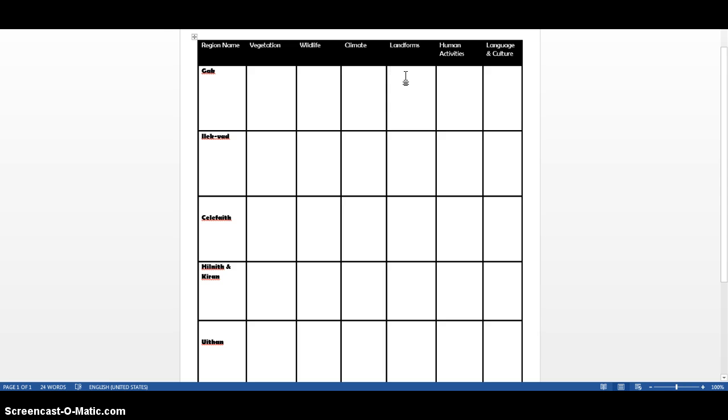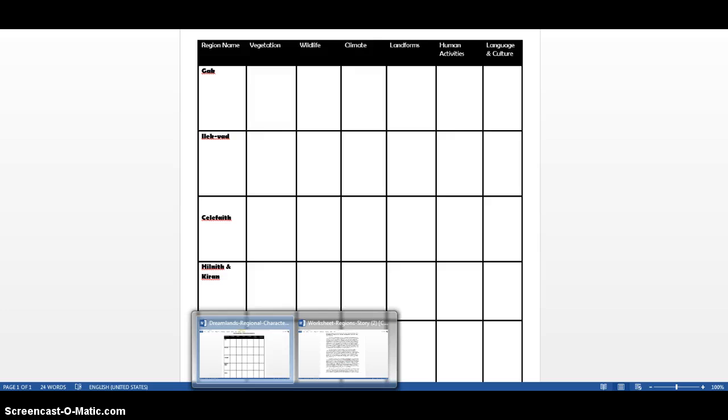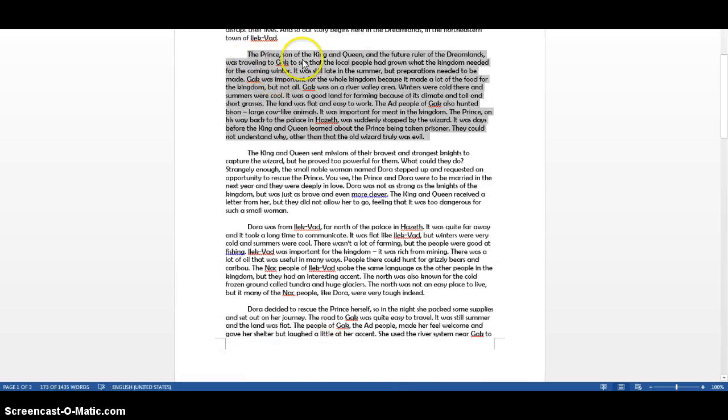If you don't know what landforms means, then just do a quick Google search and check for images of landforms and you'll see many. Human activities means things human beings are doing, okay? So look for examples of things human beings are doing in each paragraph for each region and write them down in this chart.